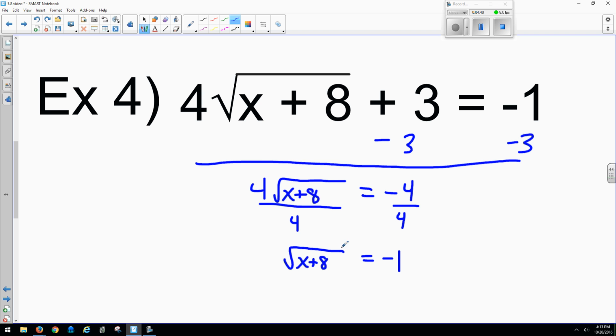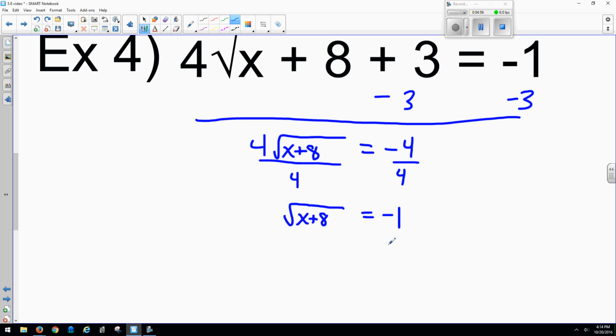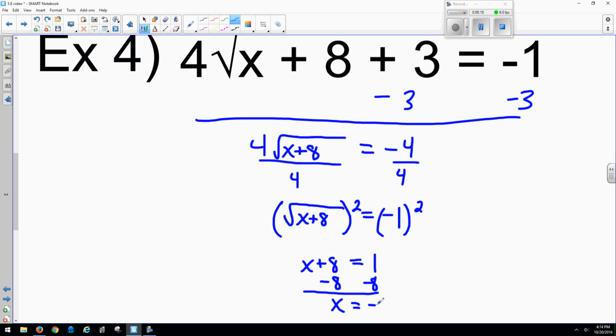See how I have a radical equal to a negative value? If you think about it, if you're just taking the square root or any even root of something, there is no way in the world you're going to get a negative number. So that raises a red flag, but we're still going to continue, and I'm going to square both sides. So over here, I'm left with the radicand, x plus 8. Over here, I'm left with 1. Subtract 8 from both sides. So I get x is equal to negative 7.